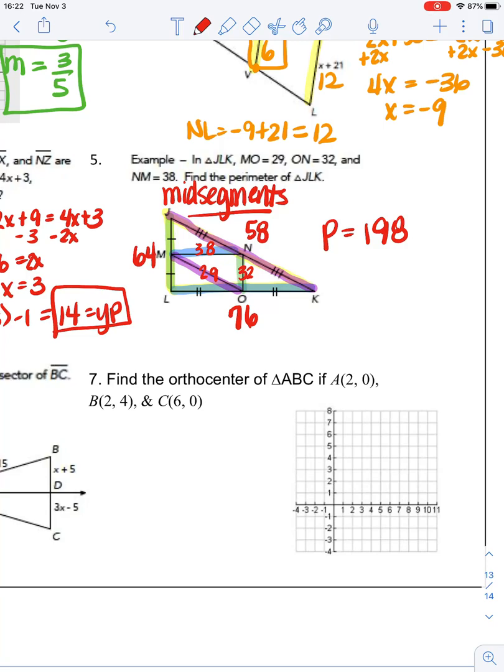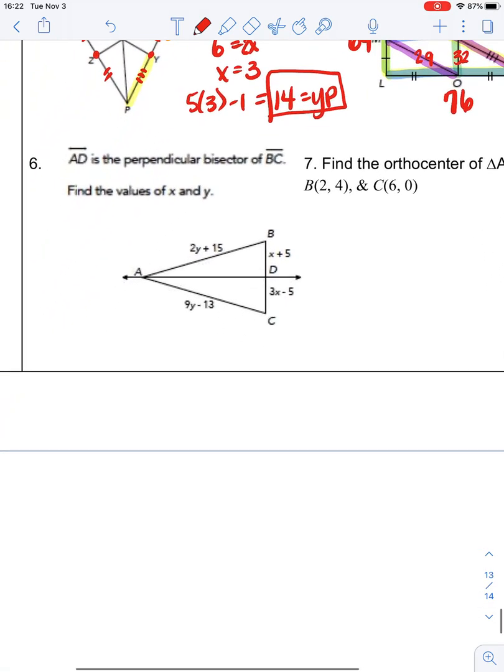Couple of important things to remember. Mid-segments connect midpoints to midpoints. They are parallel and half as long as the base that they're parallel to.